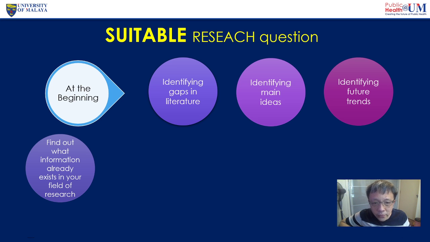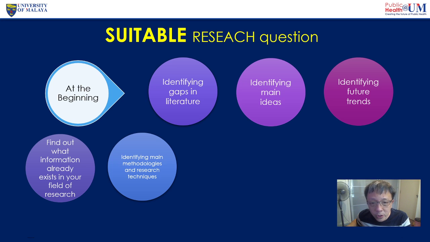What do you mean by your field of research? Let's say you're doing diabetes, so diabetes becomes your field. Let's say you're doing hypertension, that becomes your field. Let's say you're doing occupational health. Of course, occupational health is very big. Let's say you're doing respiratory disease that is due to occupation, that also becomes your field. So that is your field of research. You must know what already is there in your field of research.